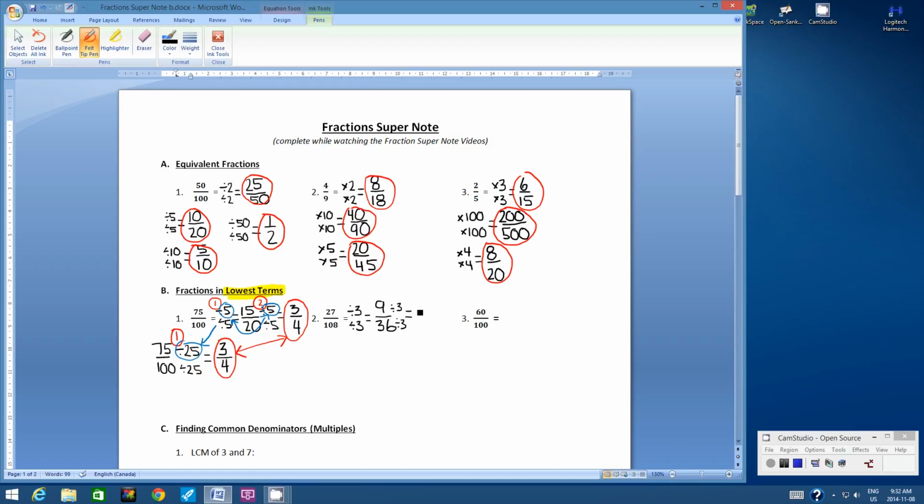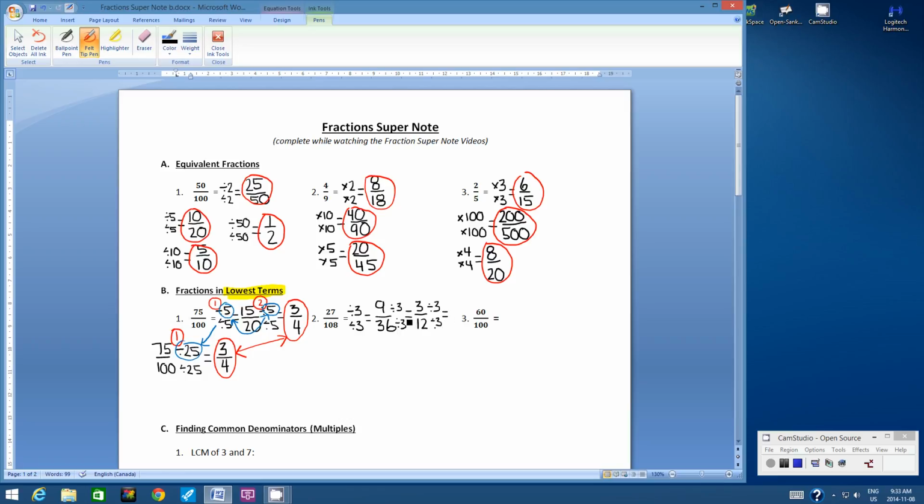So please work this out. Well, 9 divided by 3 is 3. 36 divided by 3, using my calculator, is 12. Are we done yet? Is there a number that can divide into both the numerator and the denominator? Yes. And that number is 3.